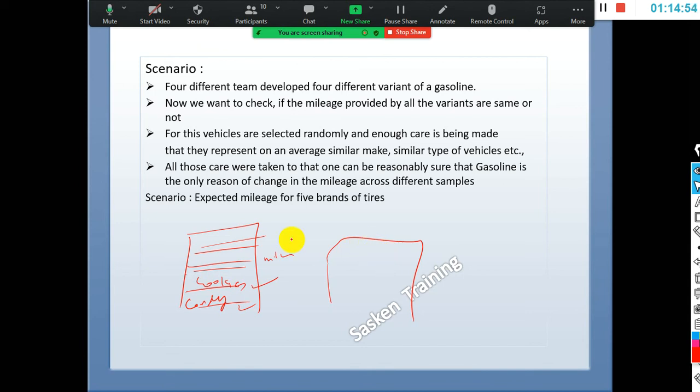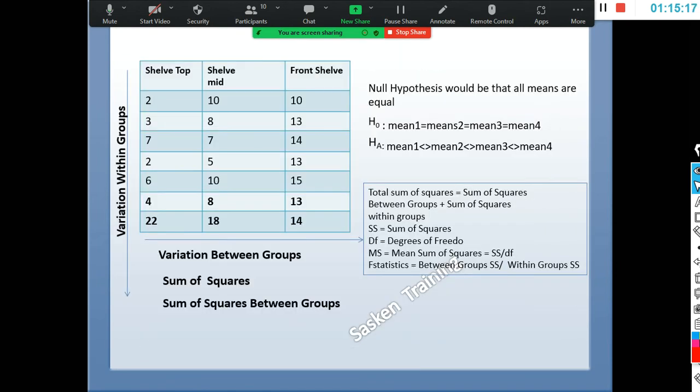This is your front shelf, this is your top shelf, and this is your bottom shelf. As soon as the customer walks into your retail shop, the front shelf is there, so it should attract them. You keep something here. Now you want to understand what drives the sales: does keeping the items in different places on the shelf have any influence on the sales?